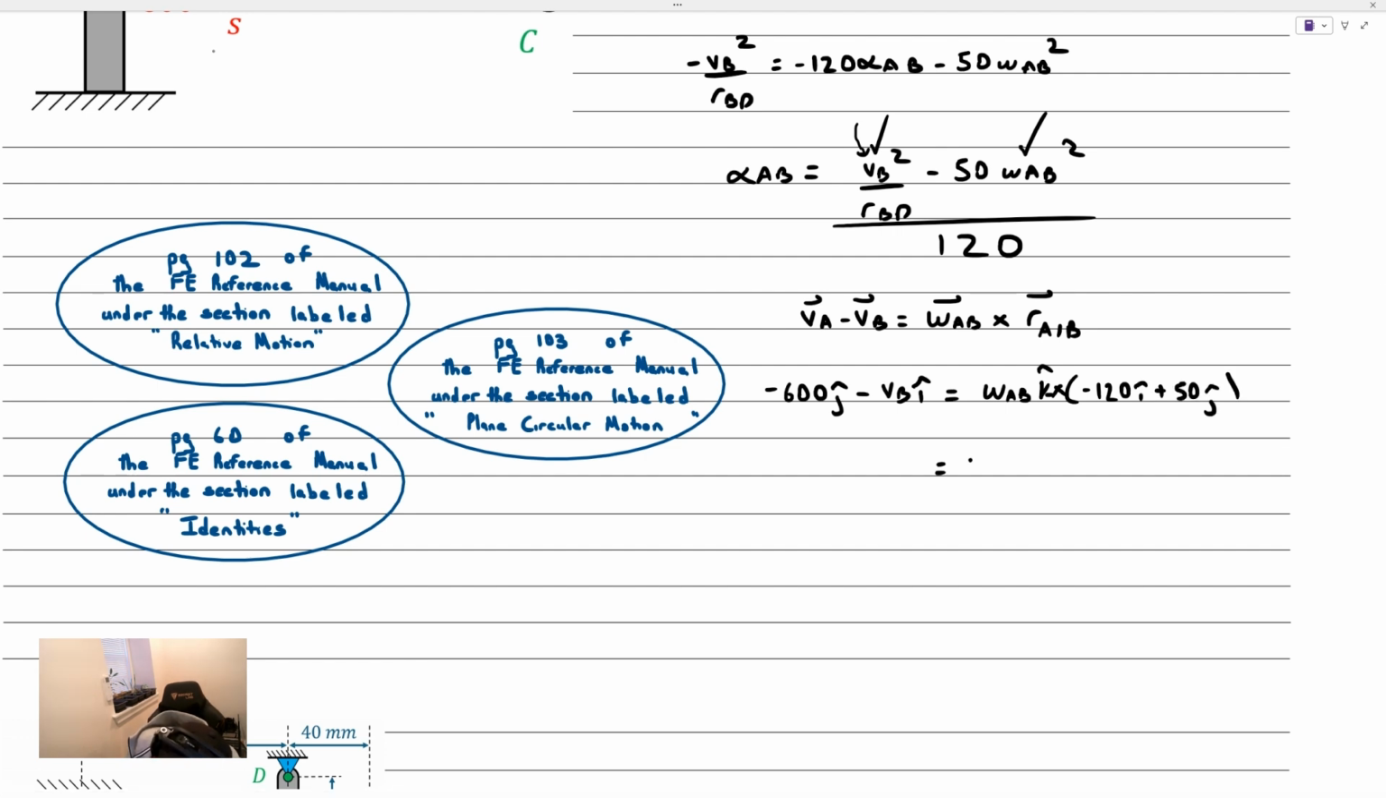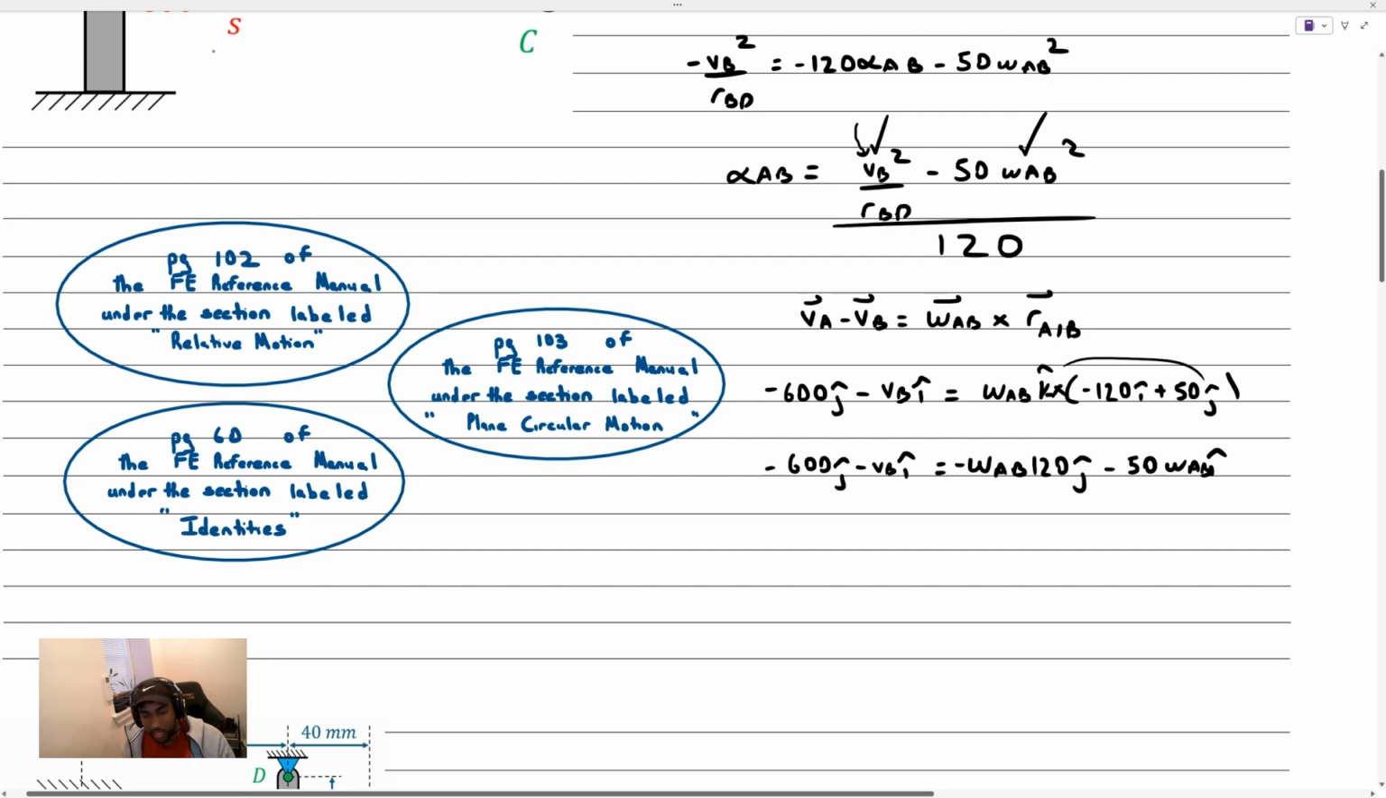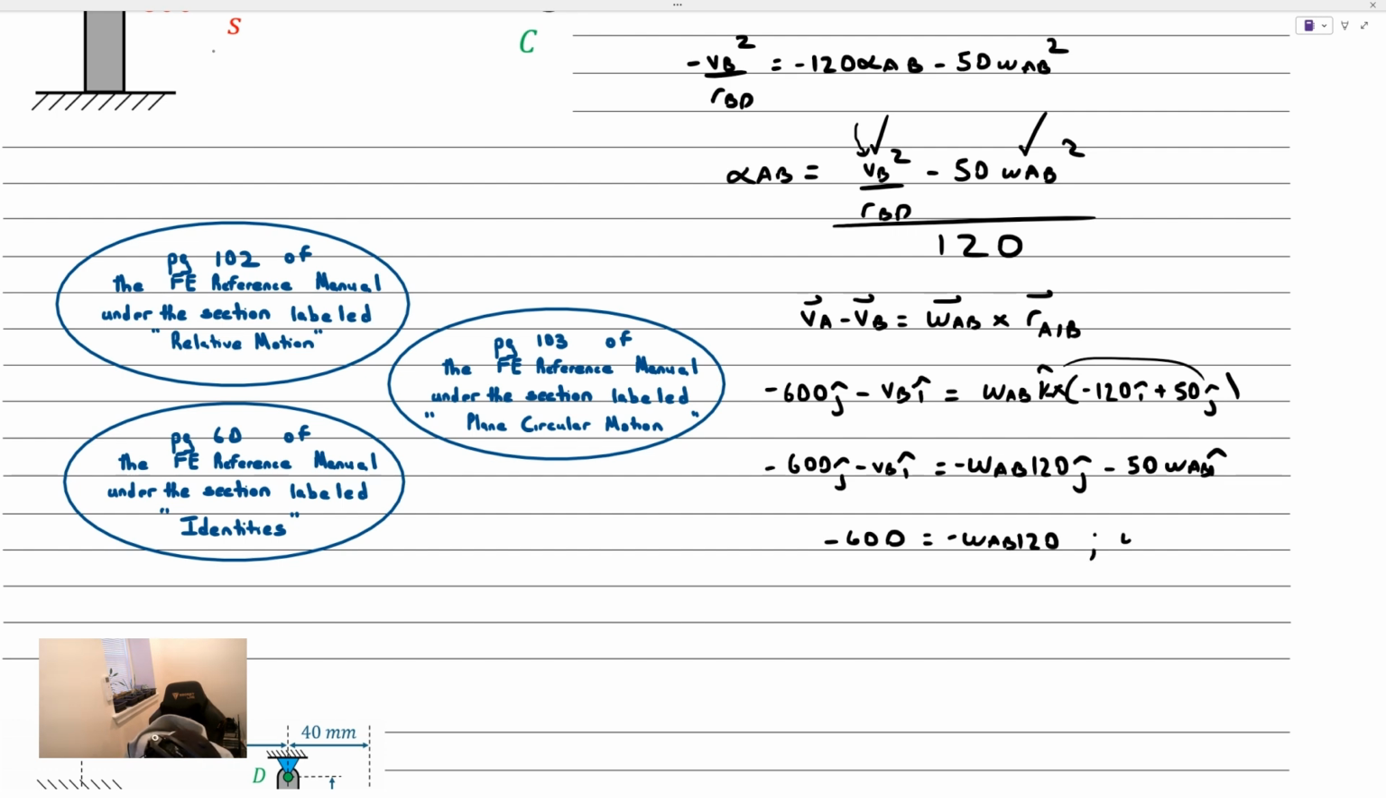Again, performing that cross product. If we project in two directions, the x direction as well as the y direction, by dotting both sides with those two vectors, what we're going to get for the y direction, let's start with that, is negative 600 is equal to negative omega AB times 120. From right here, what we see is that omega AB is just equal to 5 radians per second.